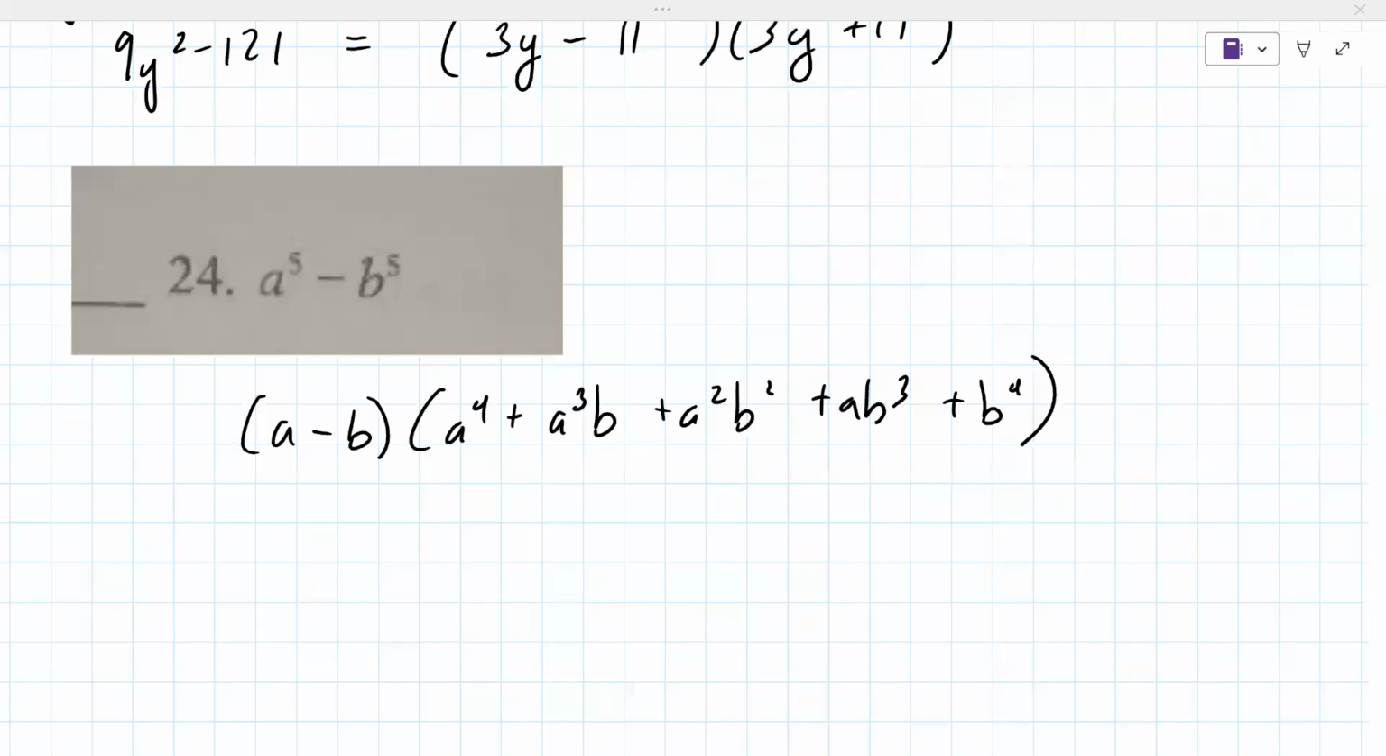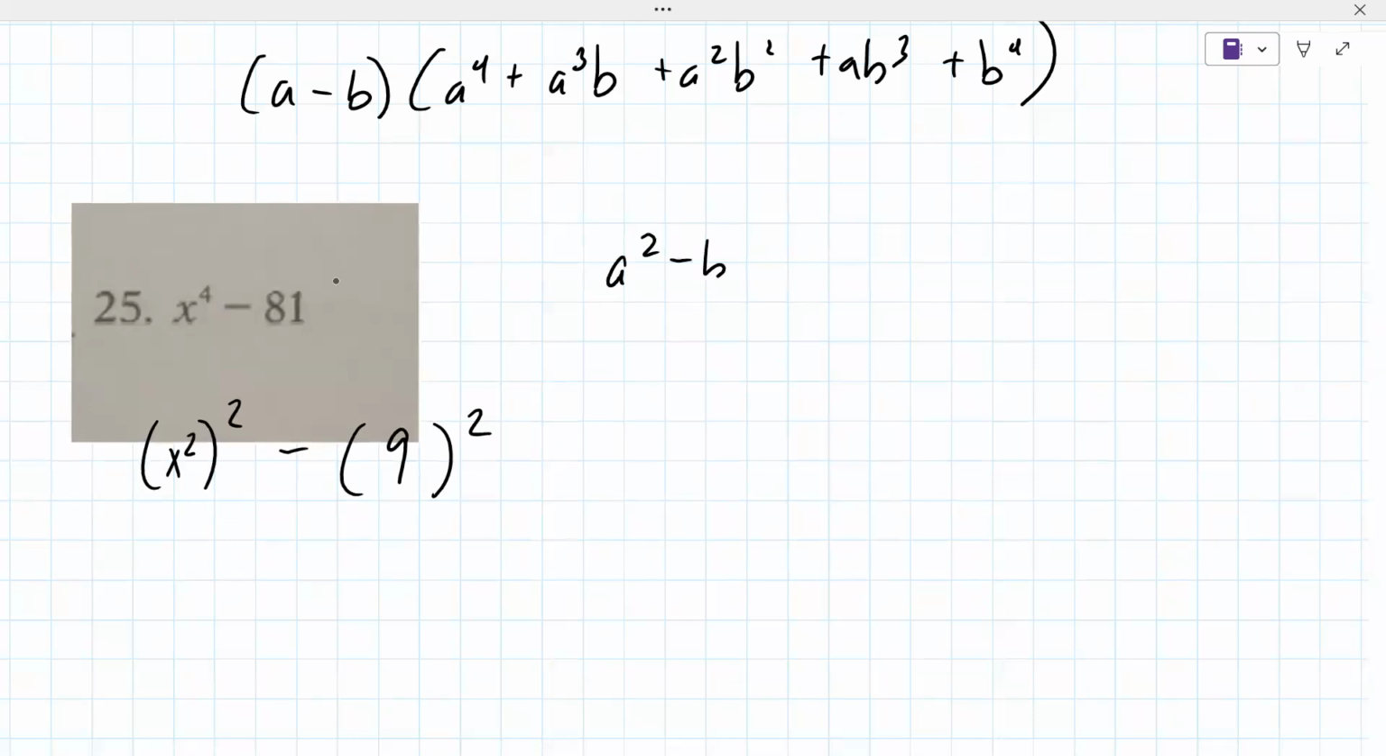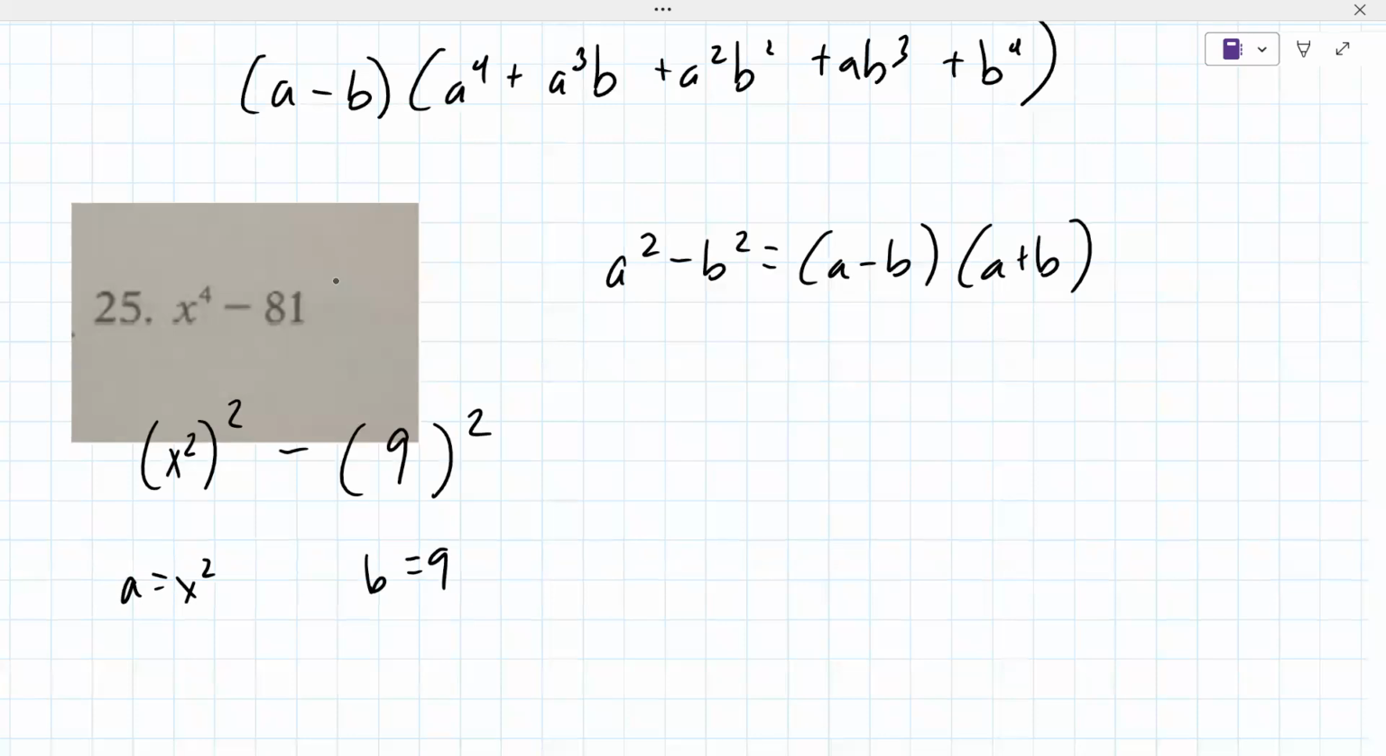Okay, you got it down? All right, so we're going to go on to 25 here. 25 is more like 23. It's a difference of squares again. So let's do the easy one. What squared gets you back to 81? That would be 9. And then inside here ends up being x squared. So that formula again, a squared minus b squared, a minus b, a plus b. Your a is x squared, your b is 9.